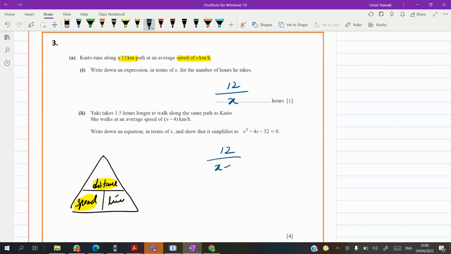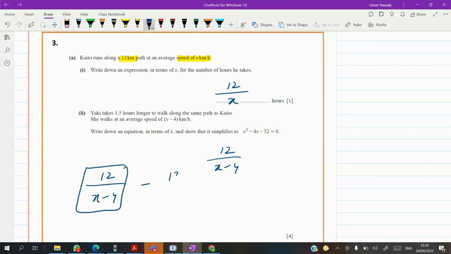Okay, right. Now he said Yuki takes 1.5 hours longer, so more time. So the difference between their times: Yuki's time is 12 over x minus 4, and the time for K2 is 12 over x. He said the difference is equal to 1.5 hours.